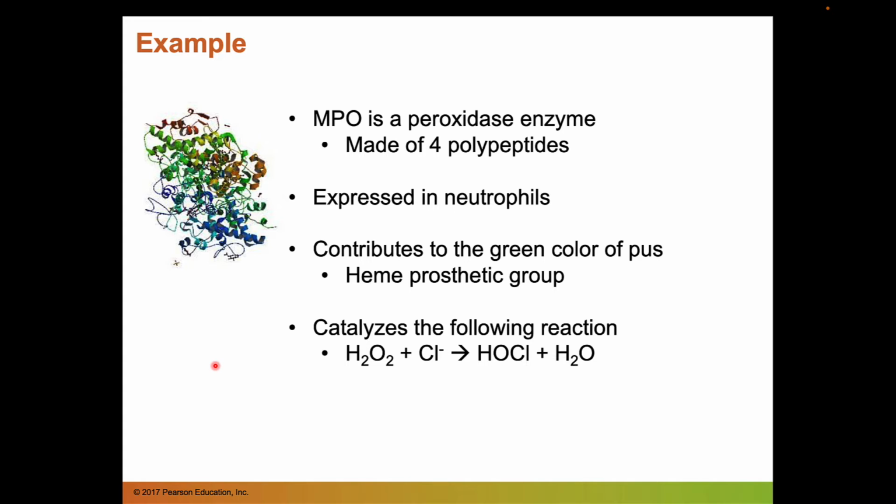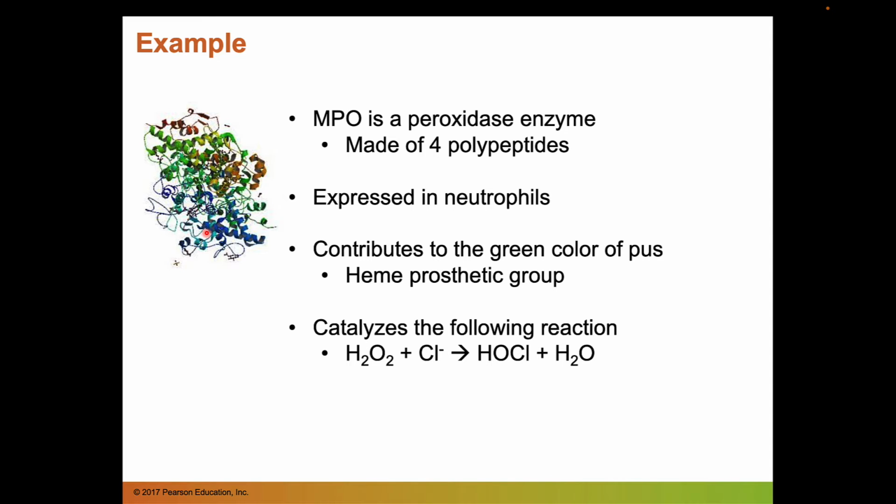This is myeloperoxidase, or MPO, and it's a peroxidase enzyme. It's made up of 4 polypeptides, and so what you're looking at here is its quaternary structure. MPO is expressed specifically in a cell called a neutrophil, which is a type of white blood cell. And one of the reasons it's interesting is because it contributes to the green color of pus.